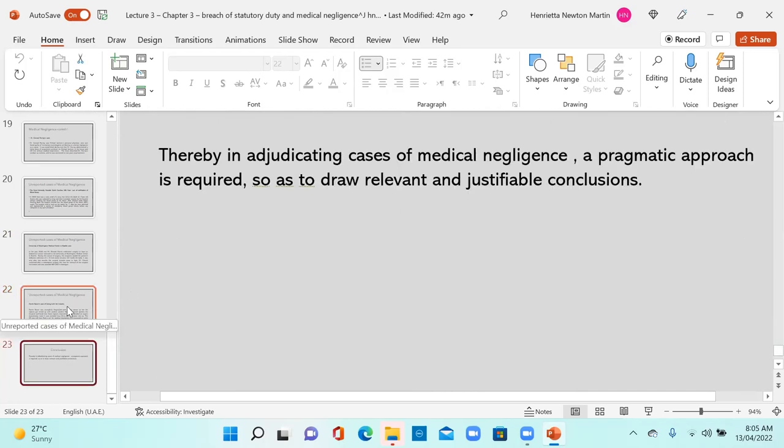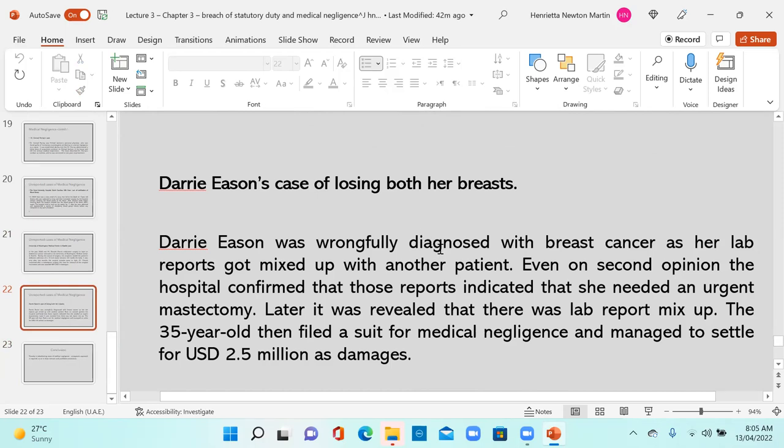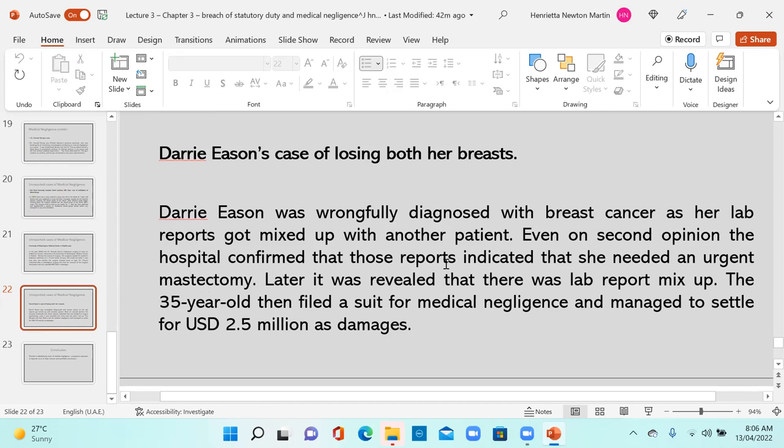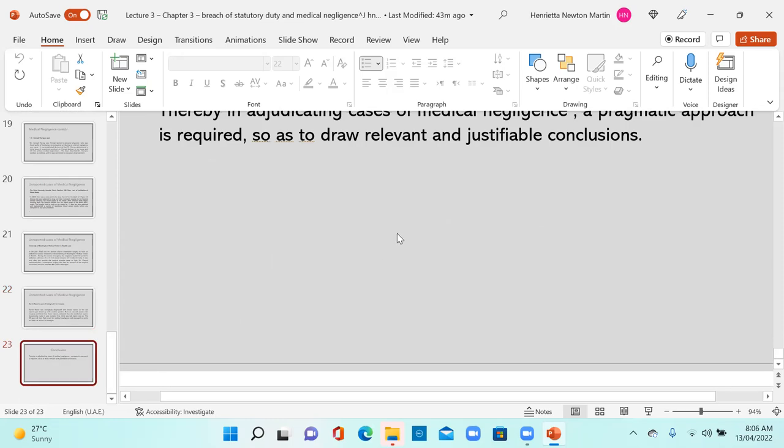Then there is this last case. You can find a number of unreported cases, but I have just chosen a few. In Dari Eason's case of losing both her breasts, she was wrongfully diagnosed with breast cancer because there was a mix up of medical reports. The medical report did not belong to her. It belonged to some other patient, and the lab reports got mixed up. As a result, they thought it was she, and the doctor literally advised her and forced her to undergo mastectomy. Later on, they realized it was not her lab report. Then the 35-year-old woman filed a suit for medical negligence, and she managed to settle, that is, compromise and close the case for $2.5 million as damages after losing her body almost. So these are some of the cases of medical negligence.